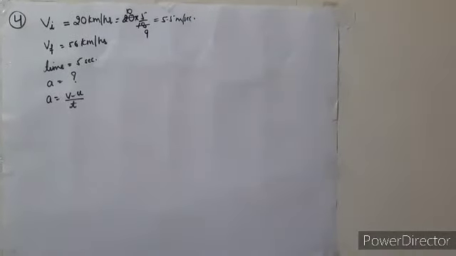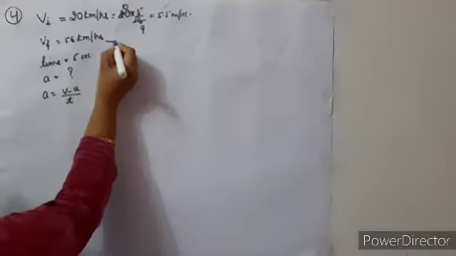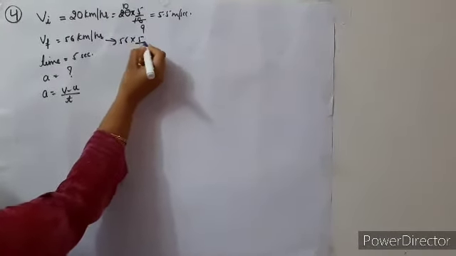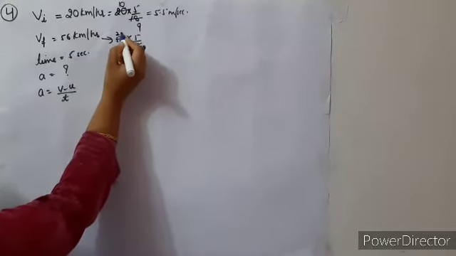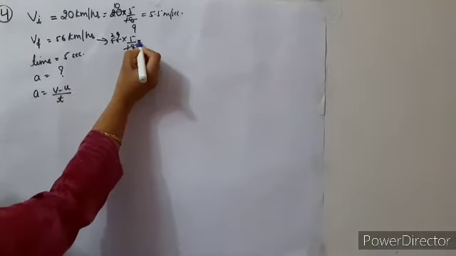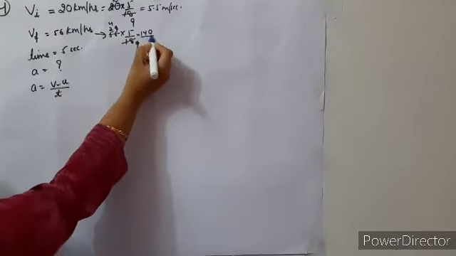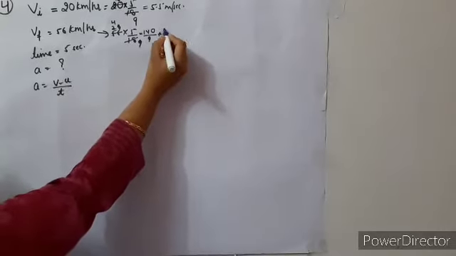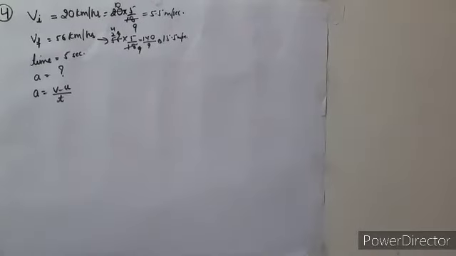Okay. Then the final velocity is 56 km per hour. Again 56 into 5 over 18. 2 9s are 18, 2 28s are 56. This is 28 into 5. That is 5 8s are 40, 5 2s are 10, 4 14, 140 over 9. When you cancel it out, you will have 15.5 meter per second. Okay, and the time is given to you as 5 seconds. We have to find out acceleration.